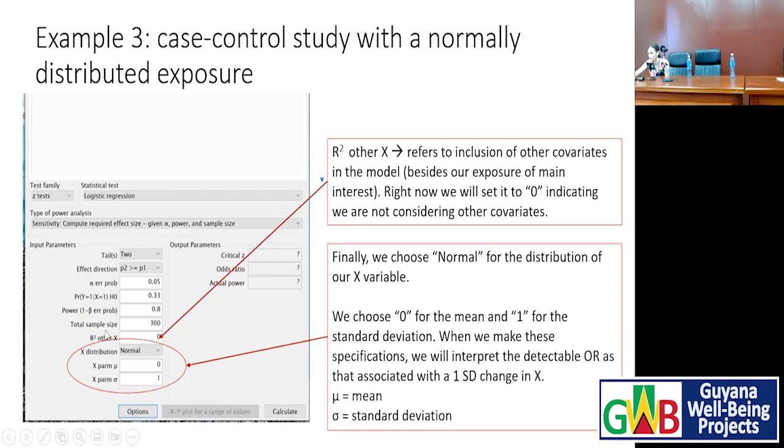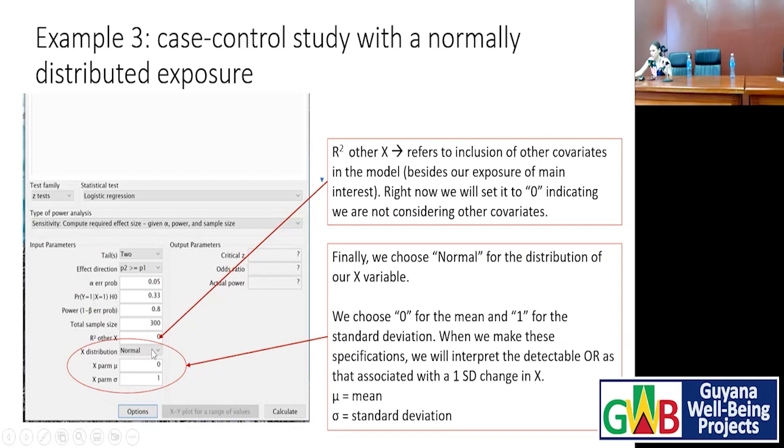Okay, so let's see the other things we have to fill in here. We have this cell labeled R squared other X. This refers to inclusion of other covariates in the model. We're doing a logistic regression model here, so if we're including any other covariates besides our main exposure of interest, we can account for that using this cell. Right now, we're going to set it to 0, which means that in this example we're not considering other covariates. We're just considering our main exposure.